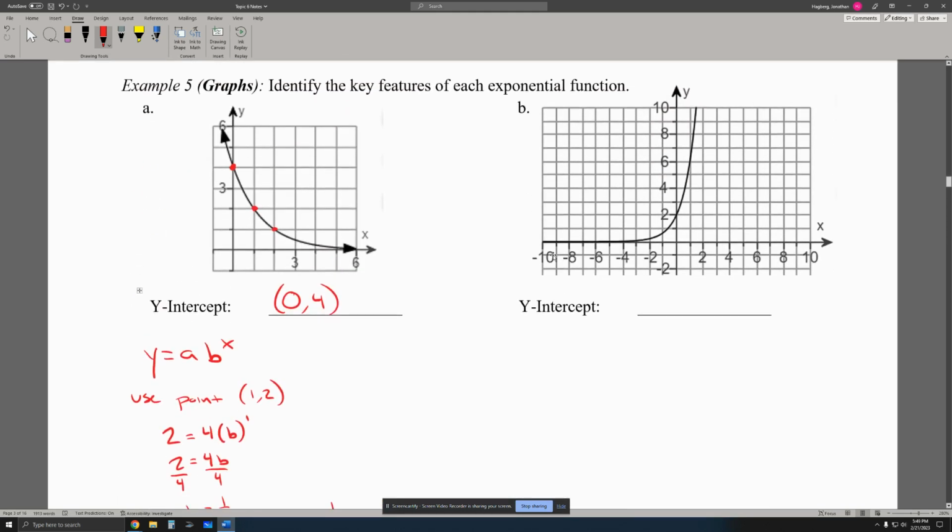Okay, so for part B, here we have this function. I notice that the y-intercept, where it crosses the y-axis, is 0, 2. And then choosing some other points, I see that it crosses again at like 1, 6. And then that's right about it. So putting it into the general form, again, y equals a times b to the power x. Let's use the point 1, 6.